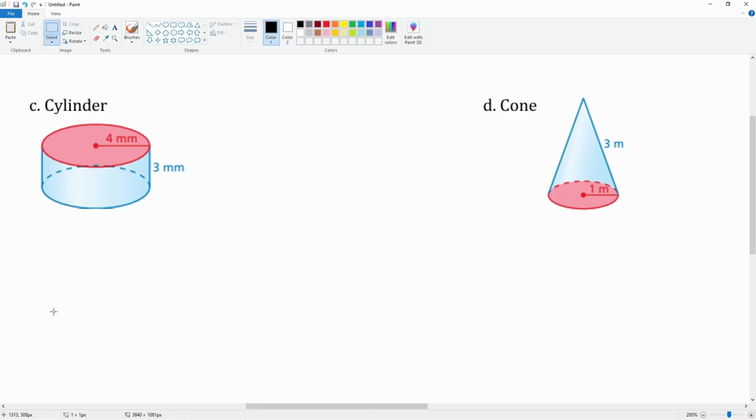All right, here we have question 5, C and D. C is looking at the cylinder. Here we're asking to find the surface area. The cylinder's formula is basically, if you break this up, you have a circle here and a circle here.